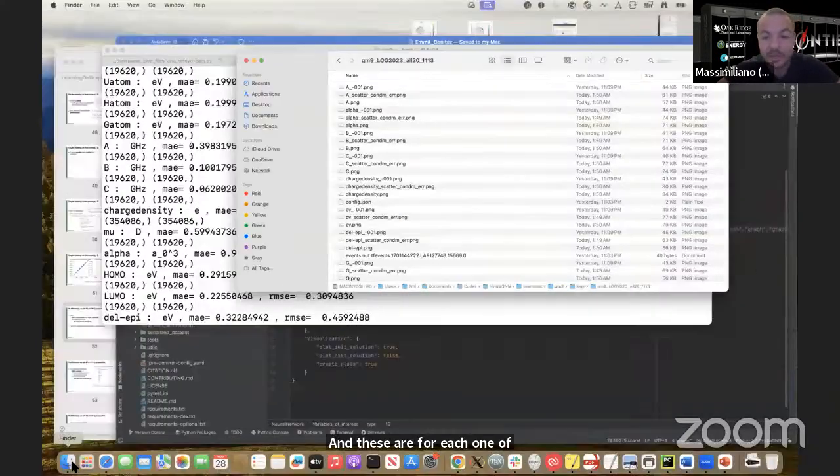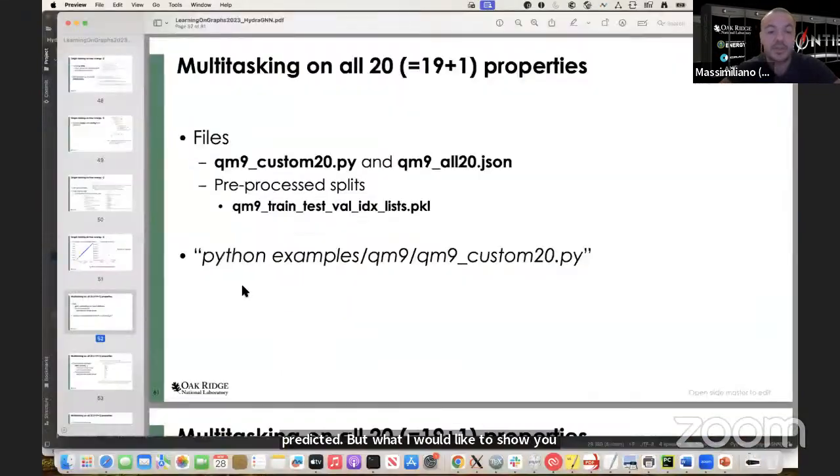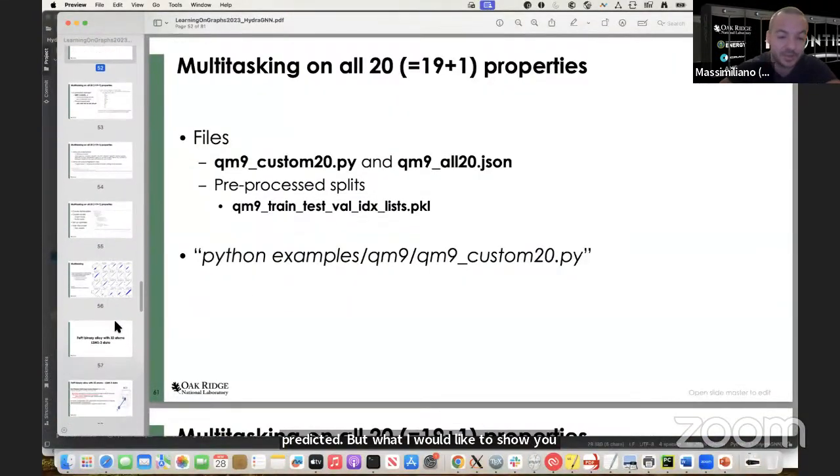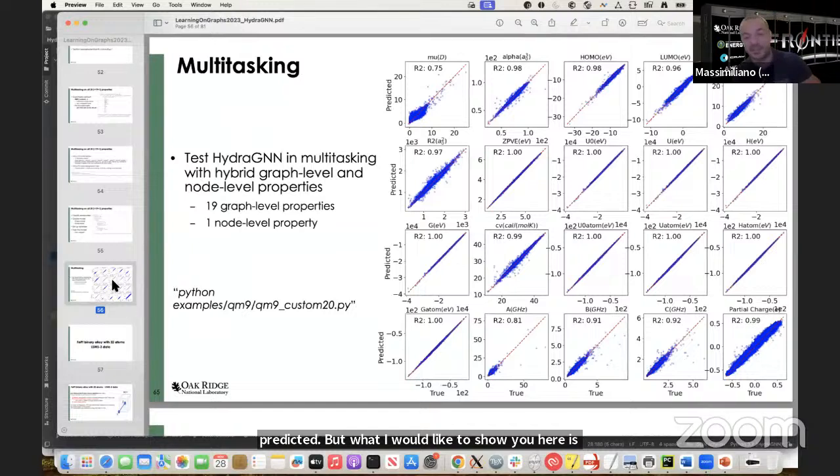But what I would like to show you here is actually the 20 plots that I have already bundled together in a 4x5 graph. So these are the parity plots of one HydrogenNN model that has been trained to predict all the 20 properties. And the partial charge, which is the only node level property, is the one at the bottom right.